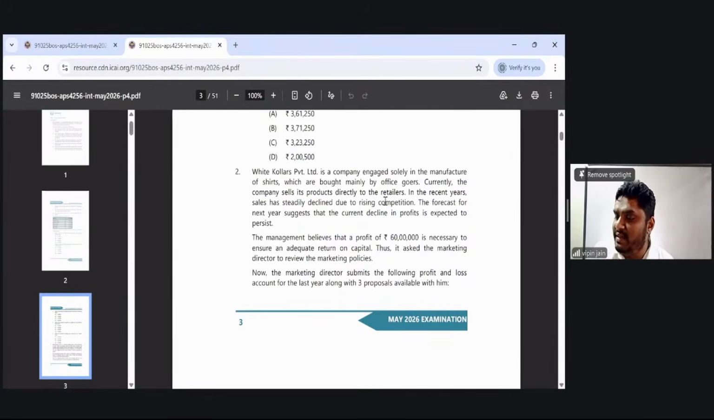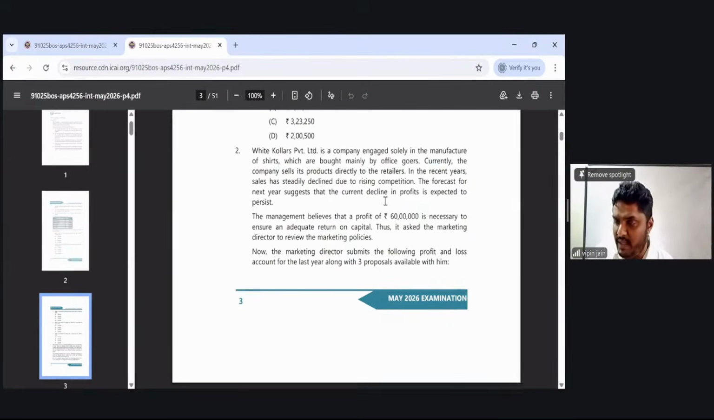In the recent year, the sales has steadily declined due to rising competition. The forecast for the next year suggests that the current decline in profit is expected to persist. So the situations are going to be very tough for the company.